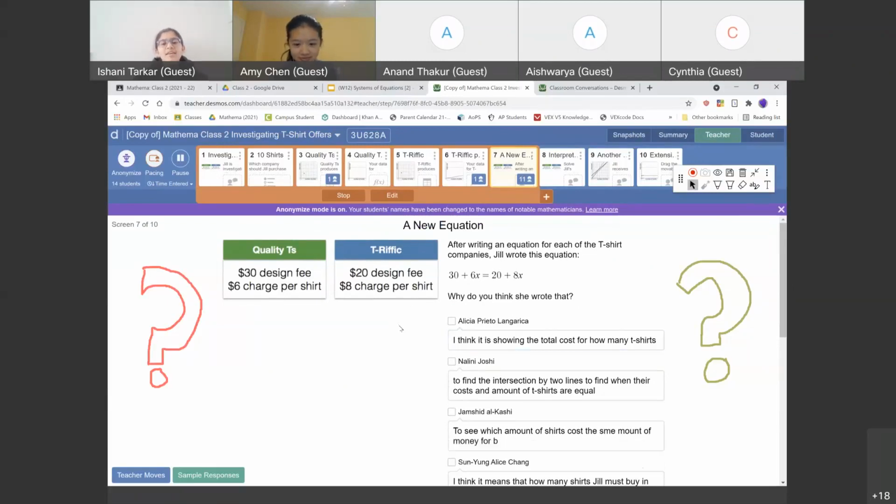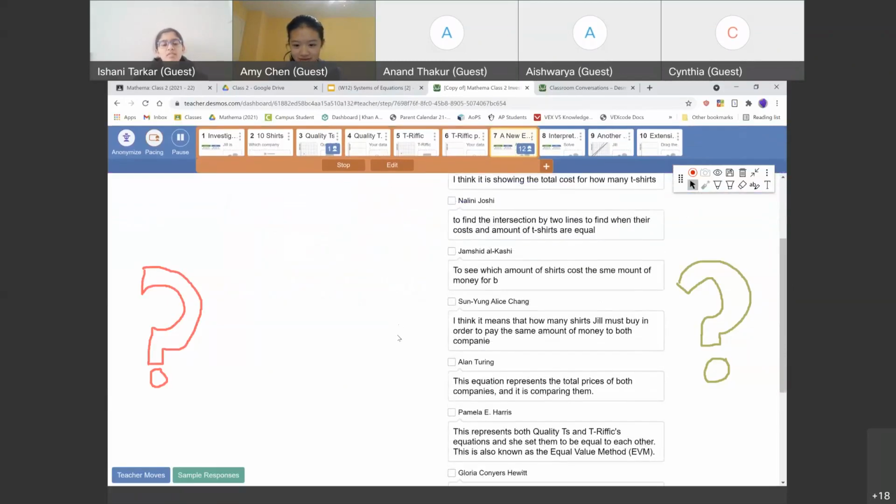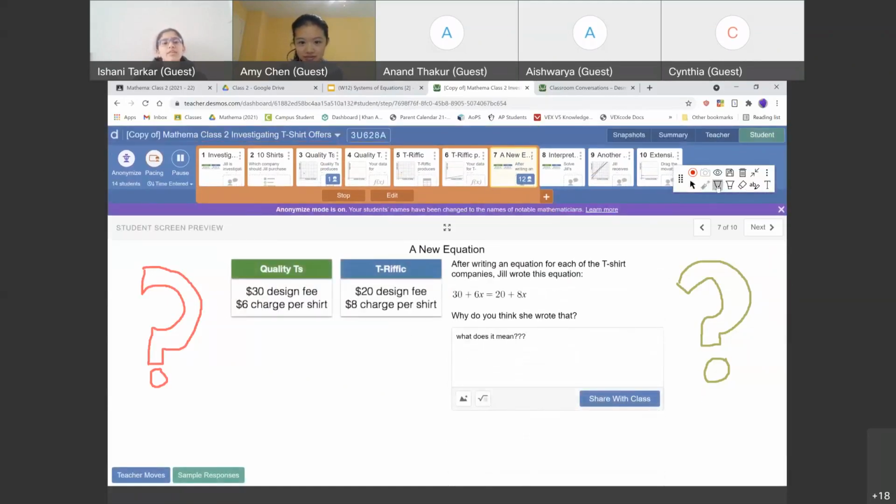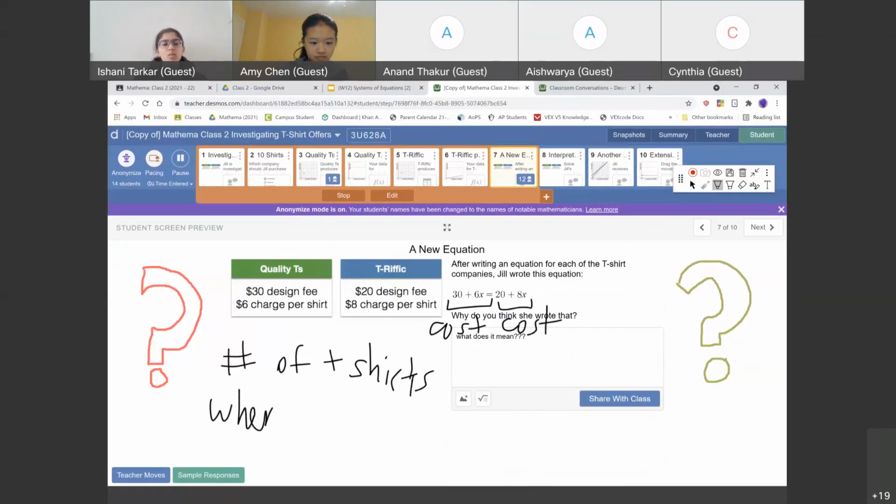Okay. So basically it's setting both of the equations that we found earlier equal. So that would mean that we are trying to find where y for both of them is equal, right? And y in both of the equations represents the total cost of the t-shirts. So therefore, this is finding where the total cost of the t-shirts is equal.